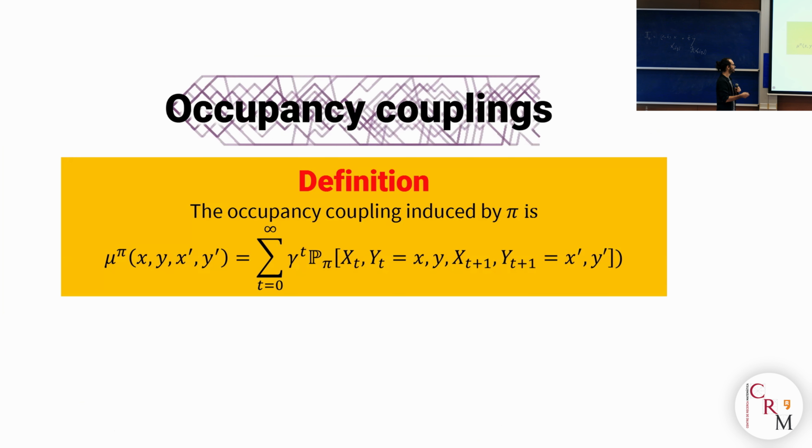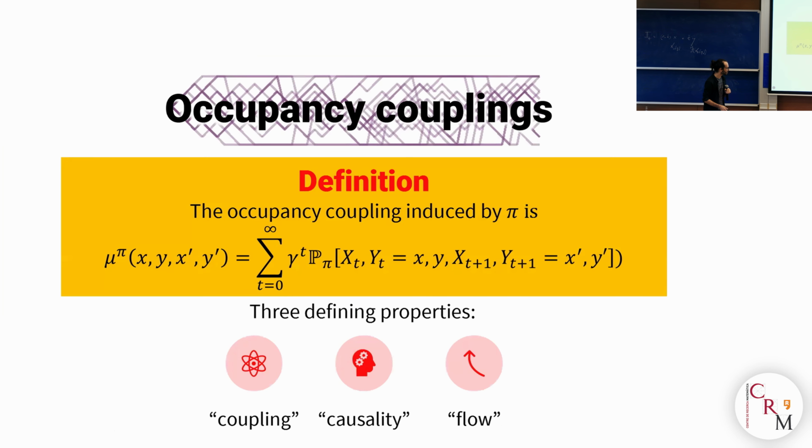So the precise definition that we're going to be using in the derivation of the algorithm is this version of the occupancy measure, which I call occupancy coupling, which is the same thing as what you've seen before, except that this is over tuples of (x, y, x prime, y prime), which is the discounted number of times that I see (x, y) followed by (x prime, y prime). And it turns out that the set of all possible such occupancy couplings are uniquely characterized by three properties: a coupling property, a causality property, and a so-called flow property. So let me walk you through each of these.